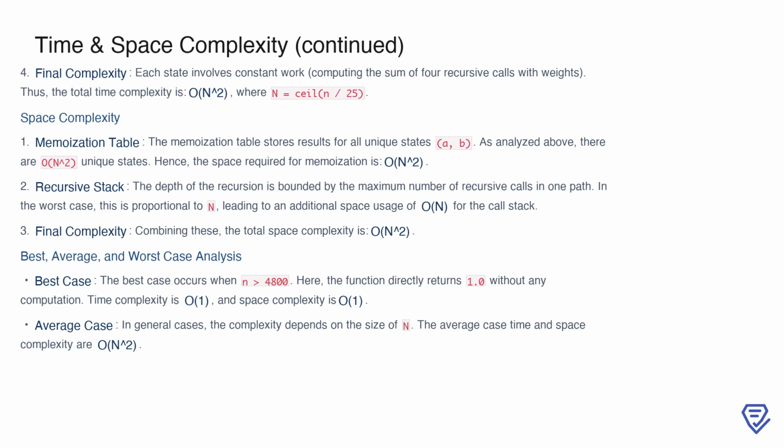Additionally, the recursive stack contributes to the space usage. The depth of the recursion is bounded by the maximum number of recursive calls in one path, which is proportional to n. Therefore, the recursive stack adds another O(n) to the space complexity. When combining both contributions, the total space complexity remains O(n squared). Interestingly, for the best-case scenario where n is greater than 4800, the function directly returns 1.0 without any recursion or memoization. In this case, both time and space complexities drop to O(1), as no significant computations or memory allocations are performed.